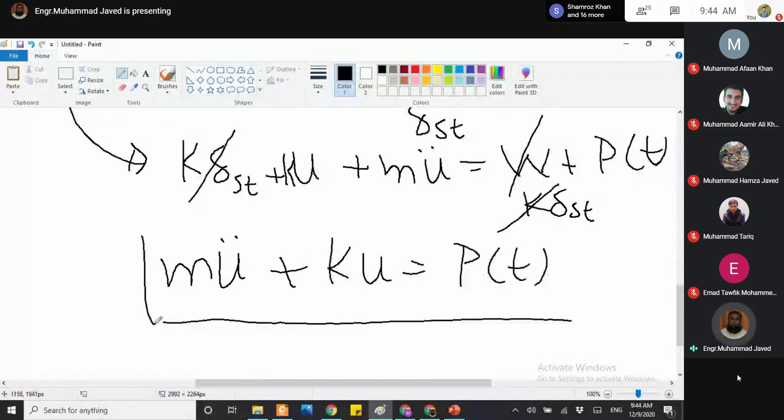Now you can see that weight is eliminated in this equation. The gravity load which was acting before the dynamic load is no more present here. So we can conclude from this equation that equation of motion of systems are unaffected by gravity load.